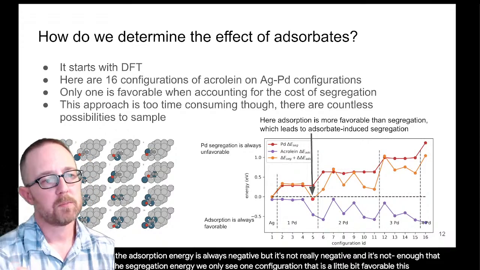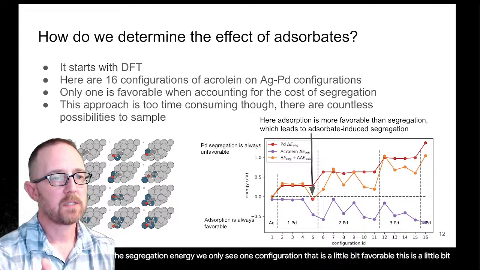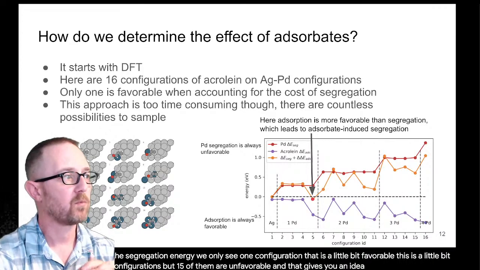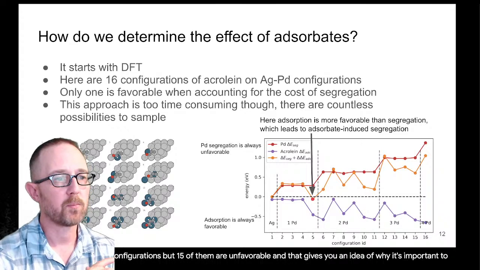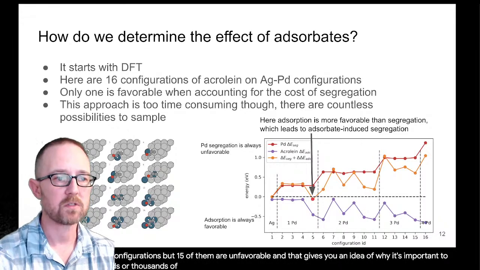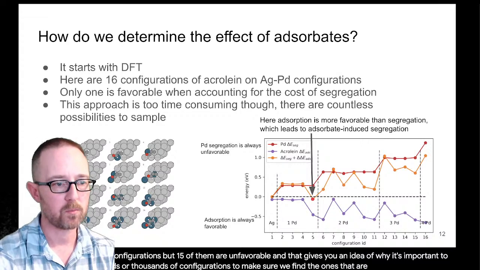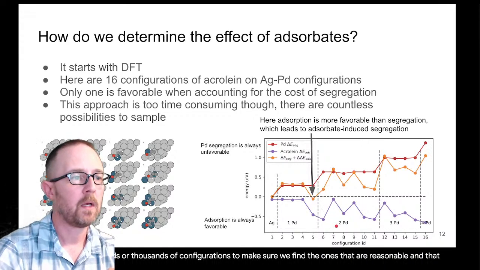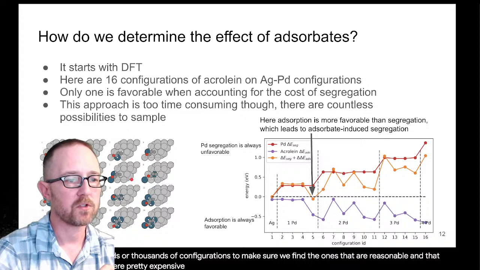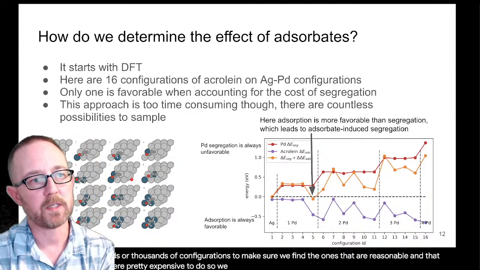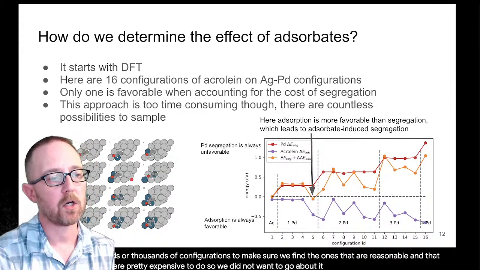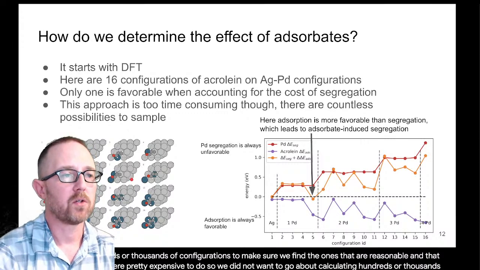Now, this is a little bit misleading. This is only 16 configurations, but 15 of them are unfavorable, and that gives you an idea of why it's important to be able to sample hundreds or thousands of configurations to make sure we find the ones that are reasonable and favorable. And these were pretty expensive to do, so we did not want to go about calculating hundreds or thousands without a plan.